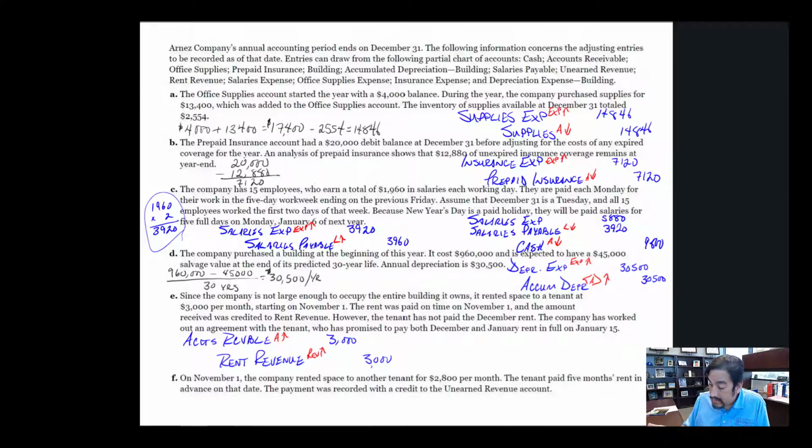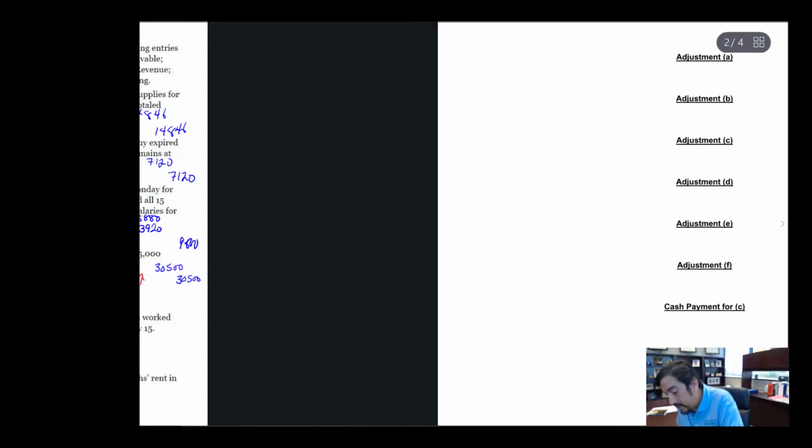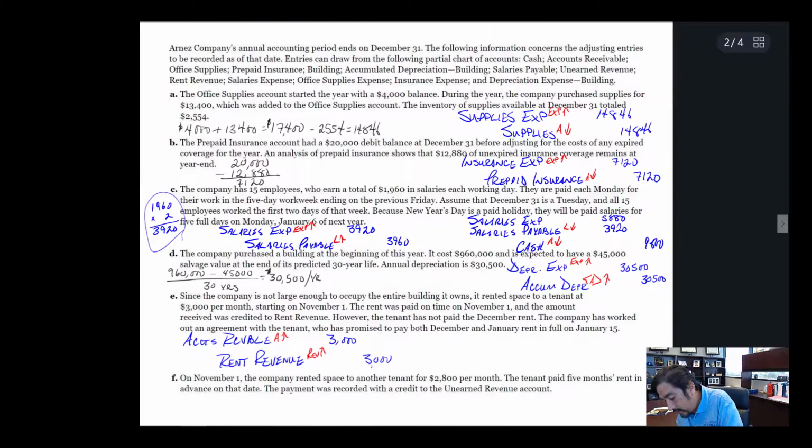So that means that on January 15th, this tenant paid both December and January rent in full. So that is cash in. We're going to record cash. Cash in, cash is an asset account. It's increasing, so we're going to debit it. For 2 months, we're charging them $3,000 a month. So for 2 months, that's $6,000.